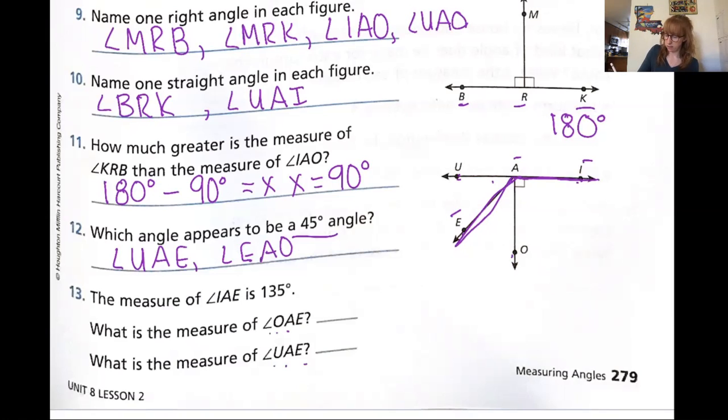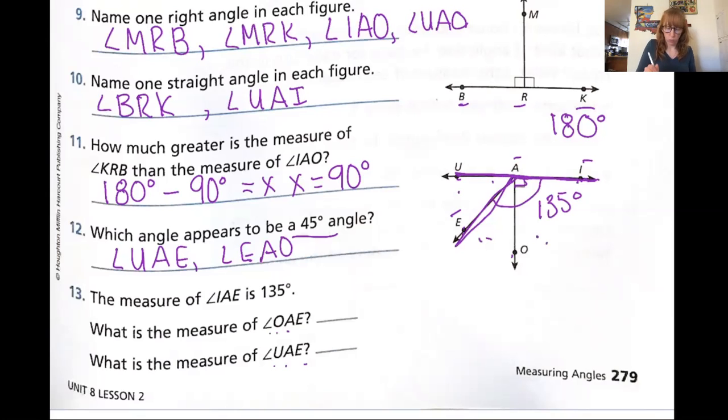So if we look at angle IAE, this is 135 degrees, okay? We need to take what we already know about these angle measures. So we know that angle IAO is 90 degrees, okay? And then we know that this angle is 180 degrees, angle UAI, okay? Now, we can do all kinds of subtraction and figuring out different kinds of things.